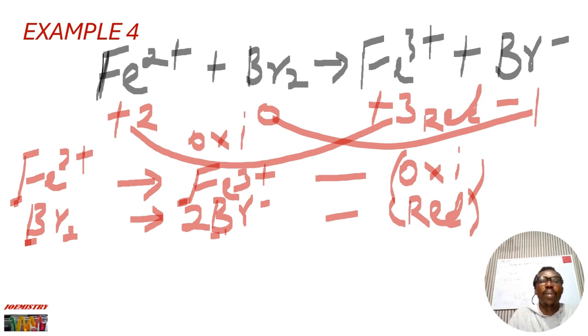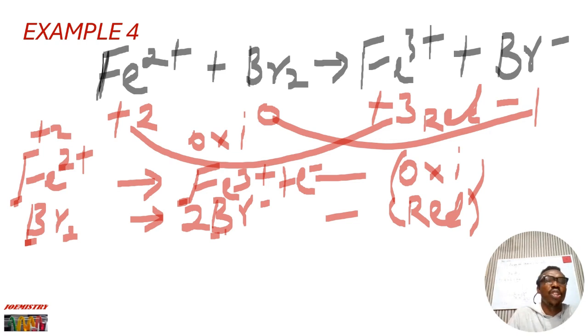Now the next step is to balance the charges by adding appropriate number of electrons. The charge here is +2 and the charge here is +3. So we'll add an electron here to balance the charge. So +3 minus 1 is +2. So the charges are now balanced on the oxidation half cell, +2, +2.